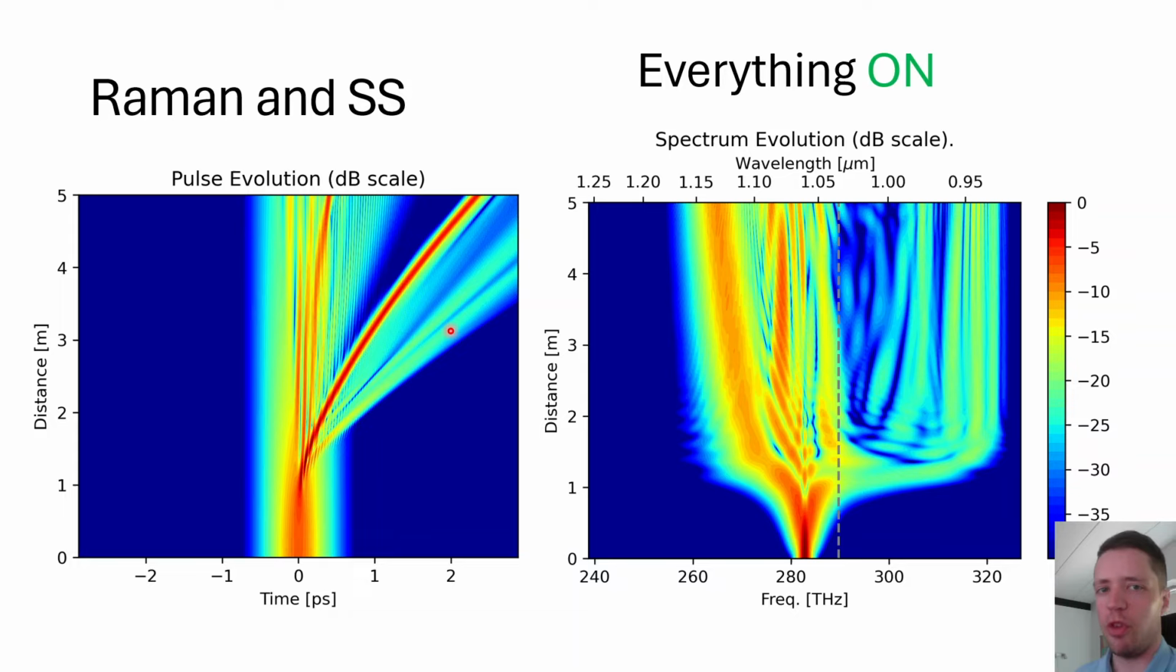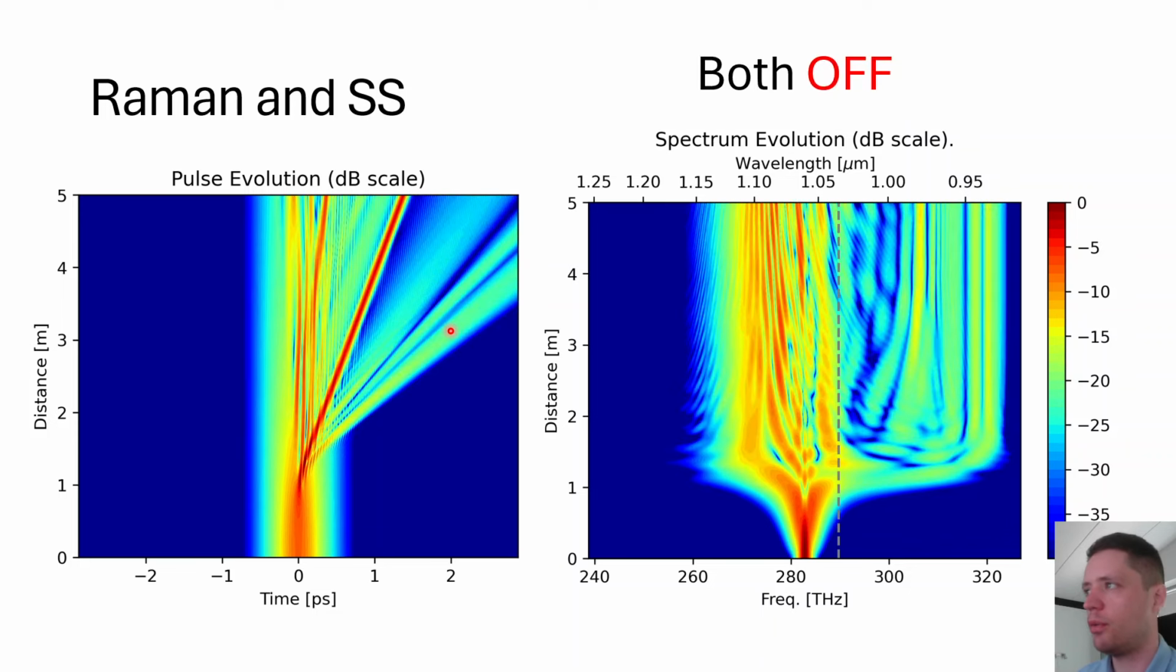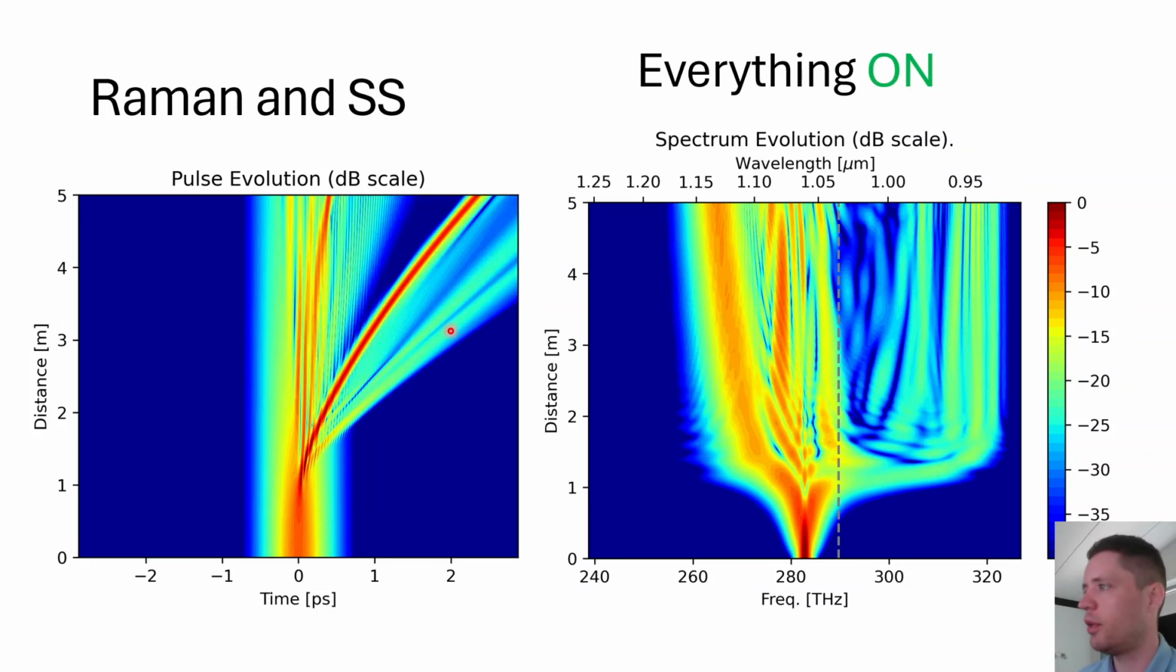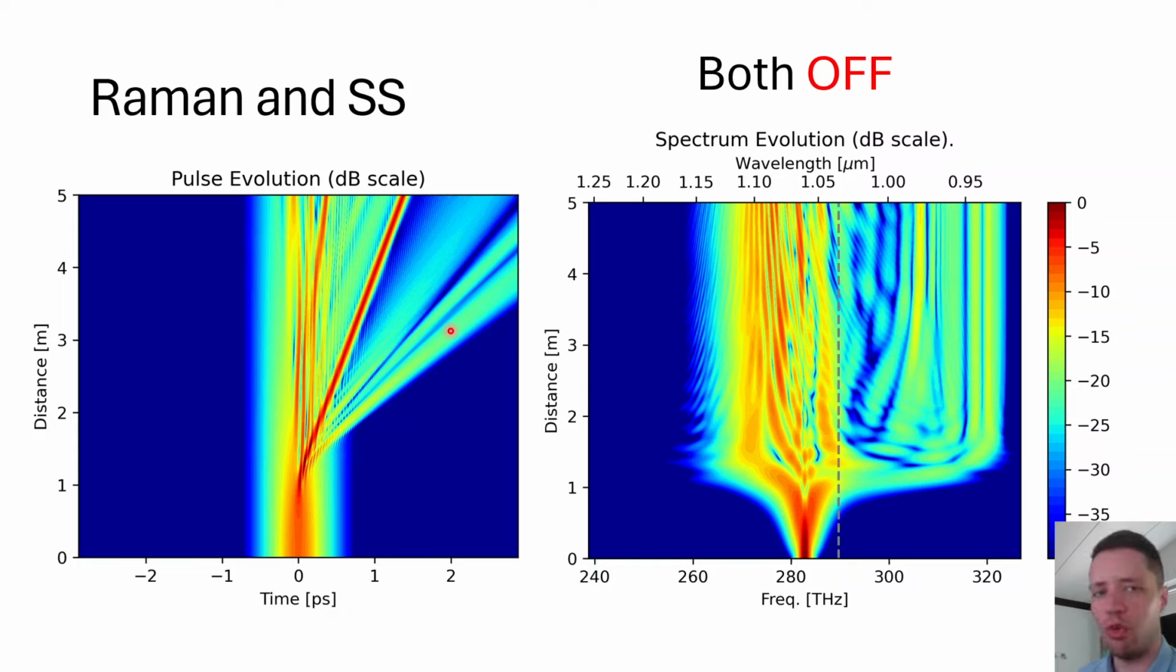And just for good measure, let's see what happens if we turn both the Raman effect and self-steepening off simultaneously. So once again, everything is on right now, but now I switch both of them off. Now, what's interesting here is that the Raman effect and self-steepening are, at least mathematically, the most complicated nonlinear effects included in the generalized nonlinear Schrodinger equation, but they don't seem to play the major part in actually generating this very large range of frequencies, because it appears whether or not they're on or deactivated, as you can see here. So it must be some of the other nonlinear effects that give rise to this very broad spectrum.